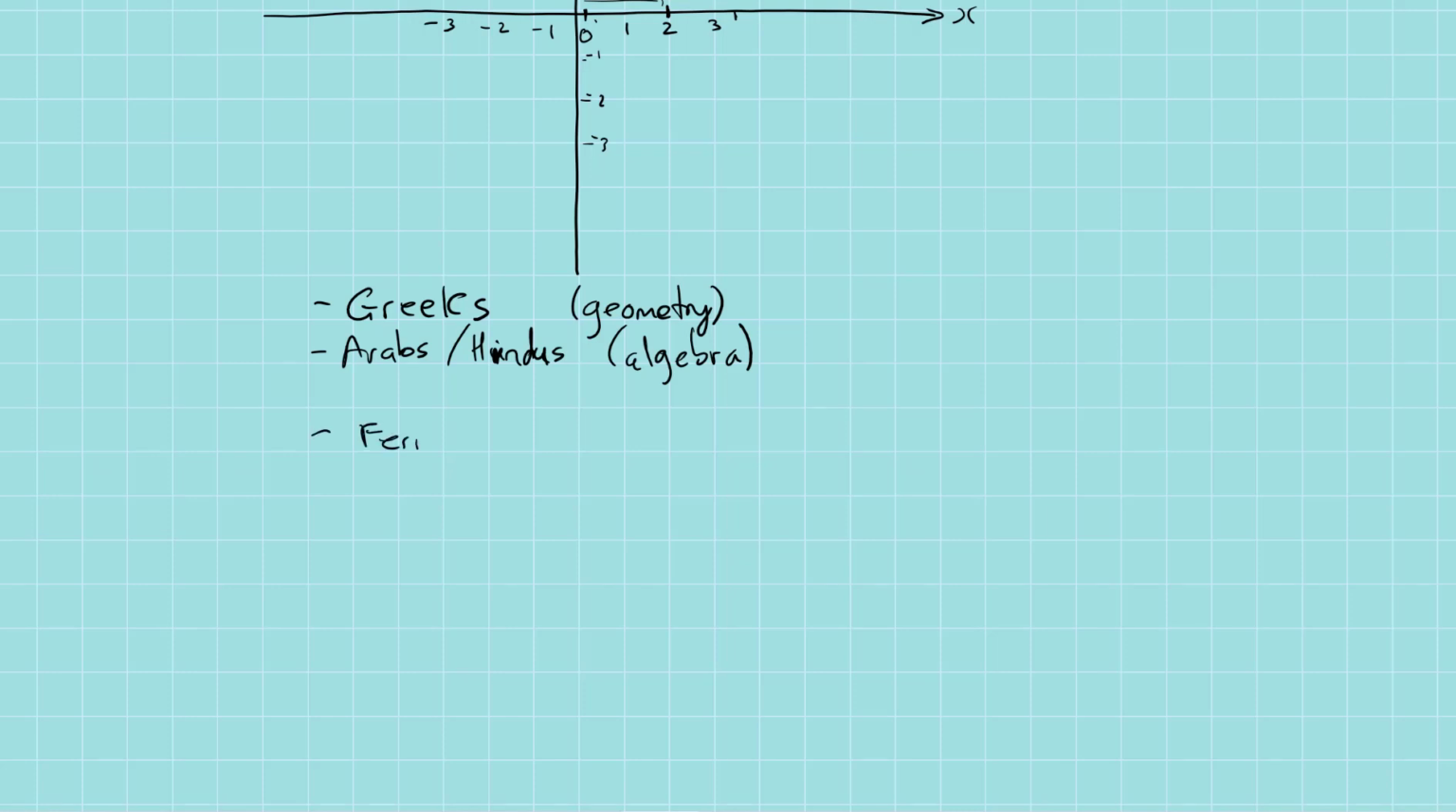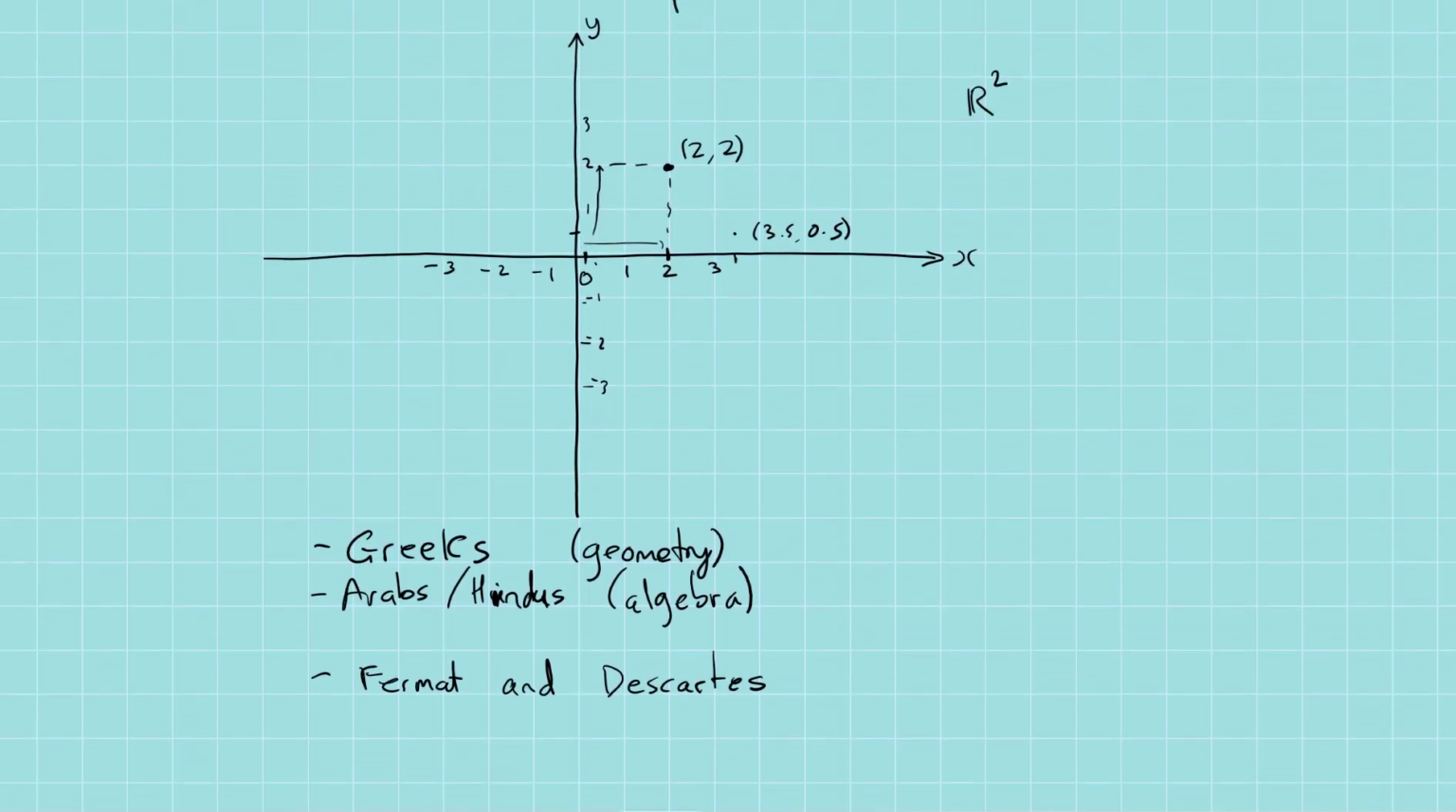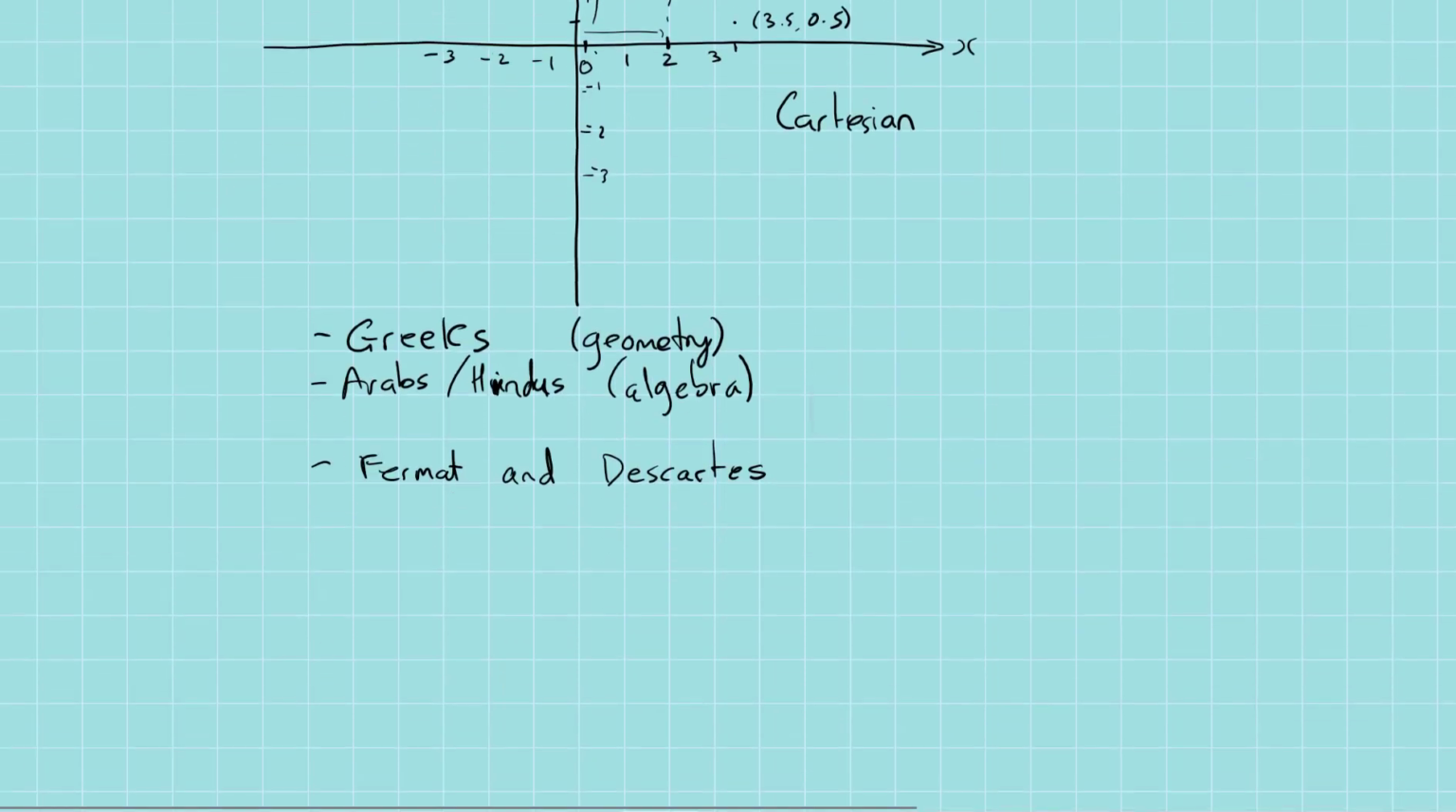Two mathematicians, Fermat and Descartes, studied ways of bringing together algebra and geometry. In particular, this thing about representing points in the plane using pairs of numbers was due in large part to the work of Fermat and Descartes. And we call these kinds of coordinates Cartesian coordinates in honor of Descartes and his contributions to this whole thing.